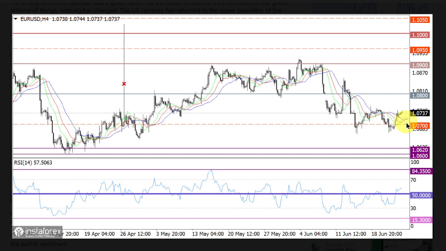The bearish scenario will come into play once the price returns below the 1.0700 level. Complex indicator analysis points to a bullish bias in the short term and intraday periods.